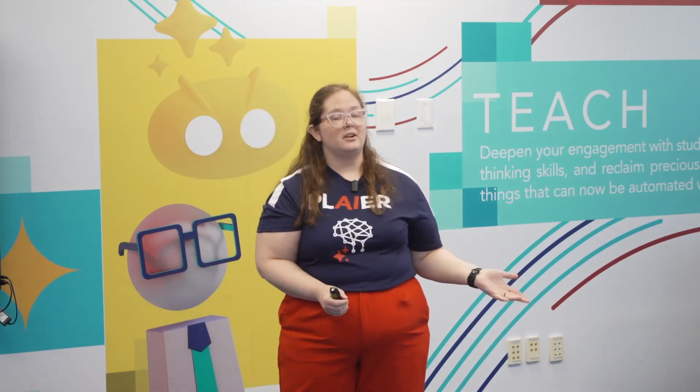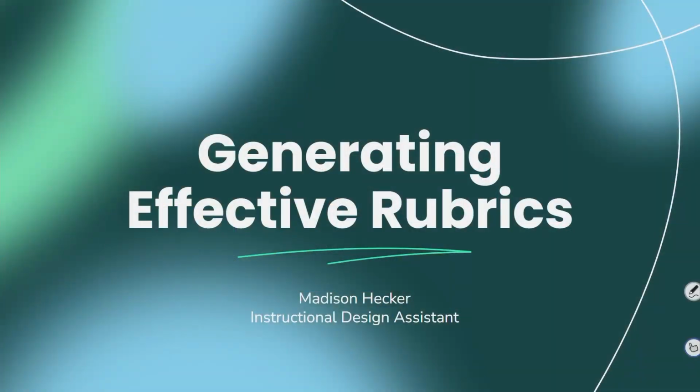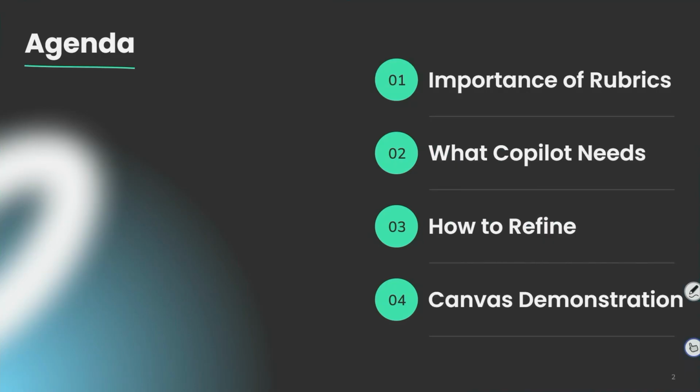Today, I am excited to talk to all of you about generating effective rubrics. We're going to be using Microsoft's artificial intelligence tool, Copilot. I'll show you how to use that in a little bit. So we'll start by talking about the importance of rubrics. Why do we even need them in the first place? Then I'll tell you what Copilot needs from you to generate a rubric. Once it gives you a rubric, we'll talk about how to make it better and to better suit your needs in your course. And we'll end by showing you how to put it into Canvas.